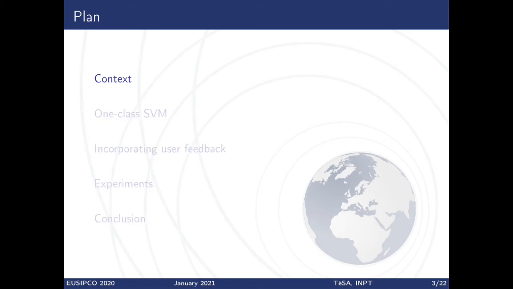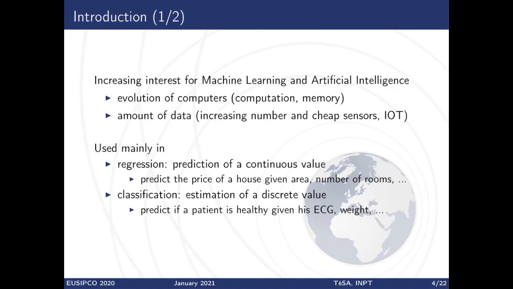So as for the context, as you may know, there is an increasing interest for machine learning and artificial intelligence, mainly due to the evolutions of today's computers, which have high computation capacity and high memories, and also because there is an increasingly important amount of data due to the increasing number of sensors, and also because these sensors are cheaper, namely in the context of IoT.